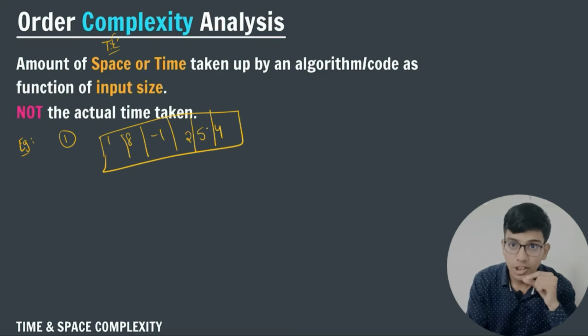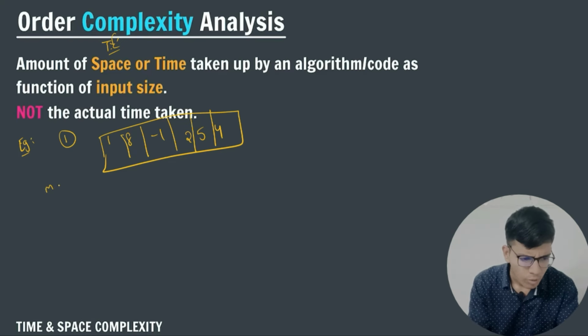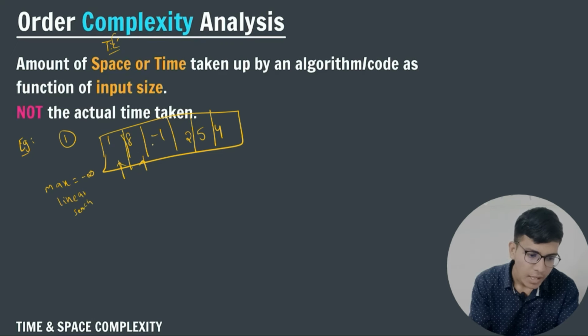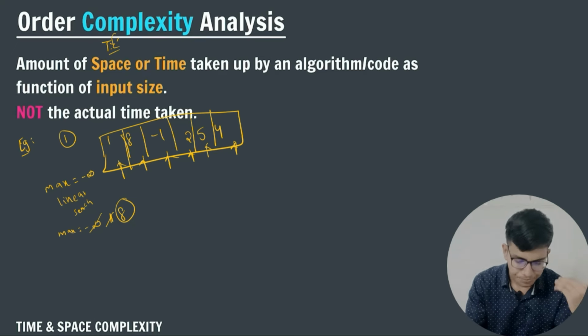In the previous class, in the arrays chapter, we used an algorithm to find the largest element. We create a max variable and initialize it with minus infinity. After it, run a loop, apply linear search, and go through each iteration to see what the biggest element is. You can see that my max will initially be minus infinity. At the first iteration, my max becomes 1. At the second iteration, my max becomes 8. Then -1 doesn't change it, 2 doesn't, 5 doesn't, 4 doesn't. So my maximum value will be 8. This is how I run my loop for n times. This is the basic algorithm for finding the largest element present in our array.